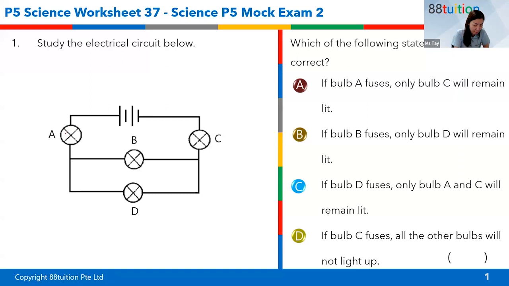So let's say this doesn't work, so if I were to put, okay, highlighter is black. So if this doesn't work, what will happen? None of the light bulbs will light up.